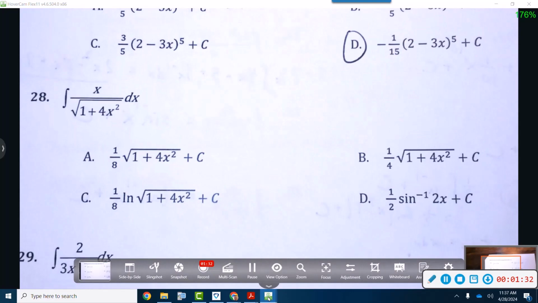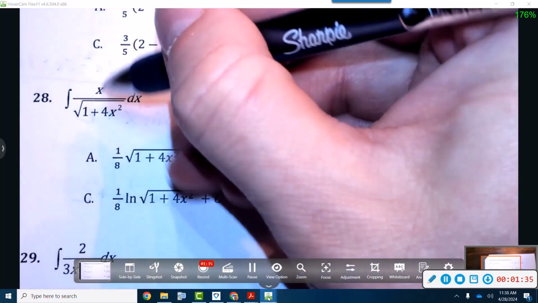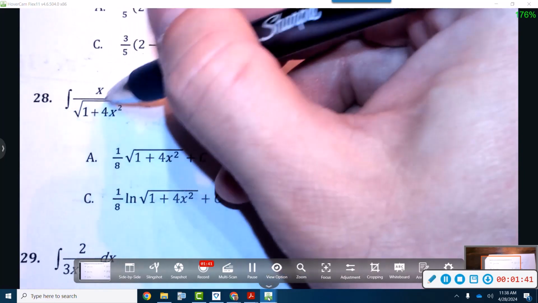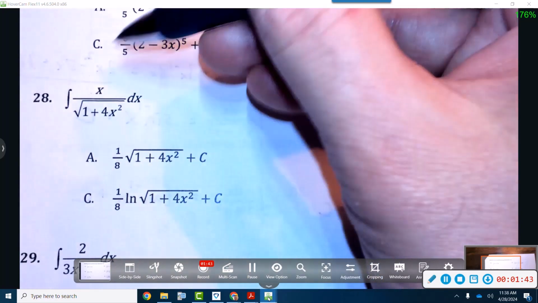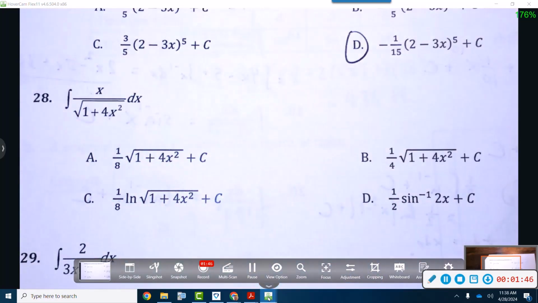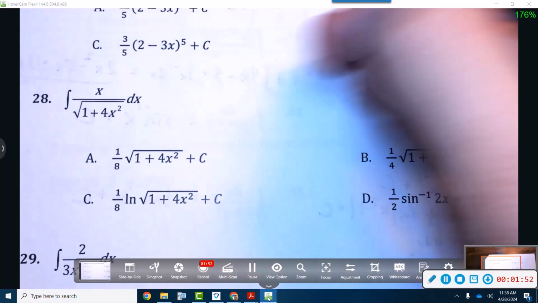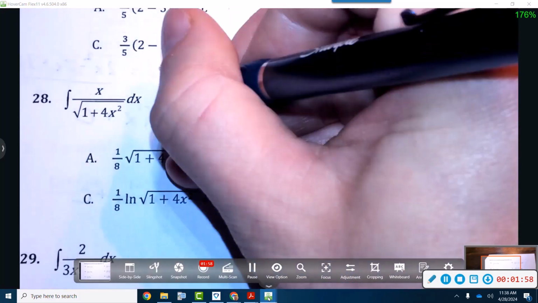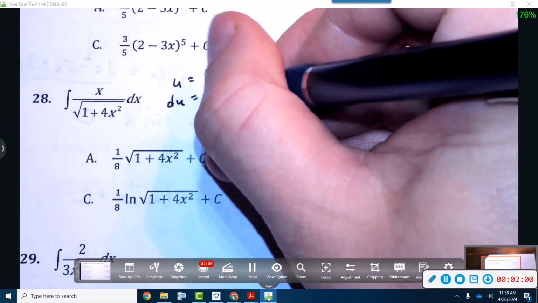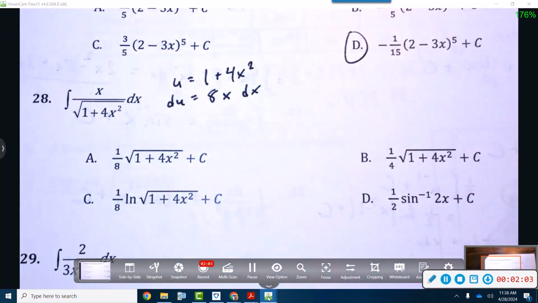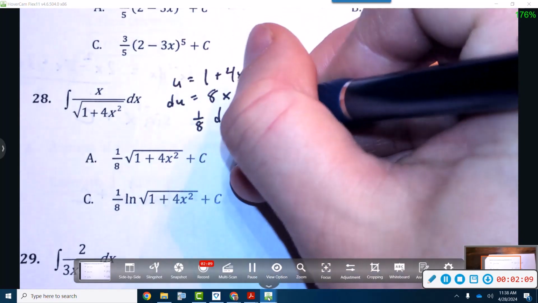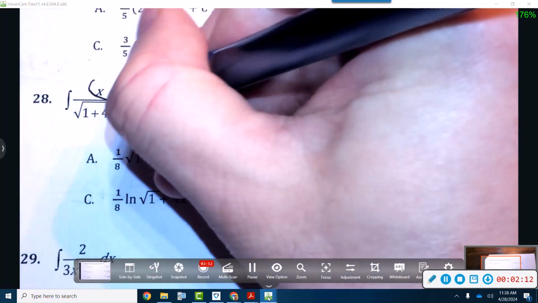All right, next one. Now this would feel like an arctangent, but that x is messing things up. If it was a 1, not arctangent even, because it's a square root. It might be like a cosine. I can't remember. I wish I had my tables in front of me, but I don't. So u is going to be this 1 plus 4x squared, and then the du is going to be 8x dx.